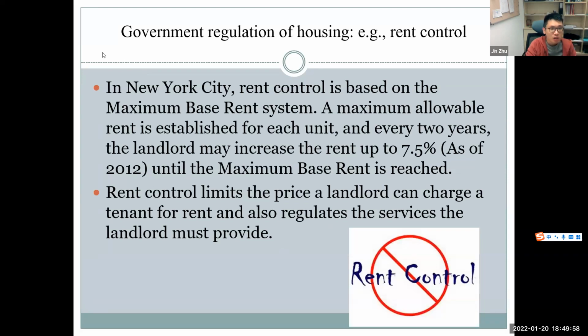And the government regulation of housing is also very important. For example, the rent control. I think we've also covered this issue in last semester's course. So, for example, in New York, rent control is based on the maximum base rent system. So a maximum allowable rent is established for each unit, and every 2 years the government also regulates the maximum increase that the landlord can do. Yeah, they may increase the rent up to 7.5%. And the rent control also limits the price the landlord can charge a tenant for rent, and also regulates the services the landlord must provide.